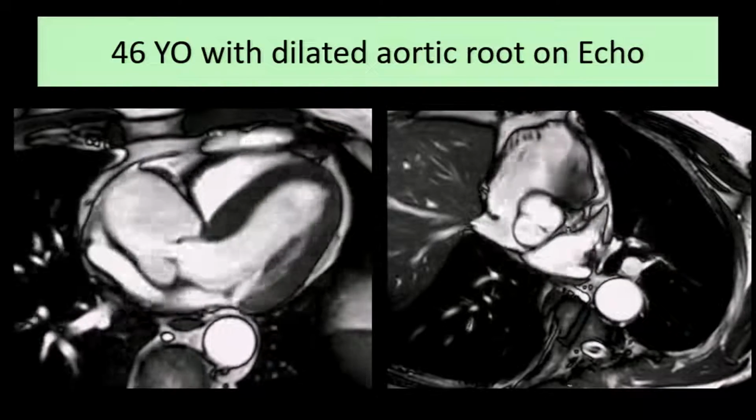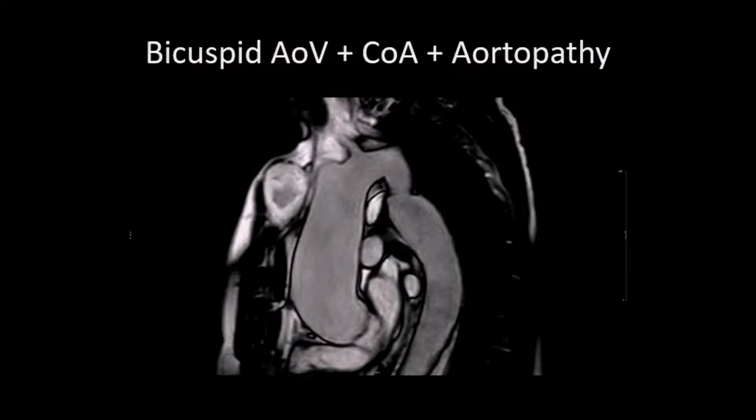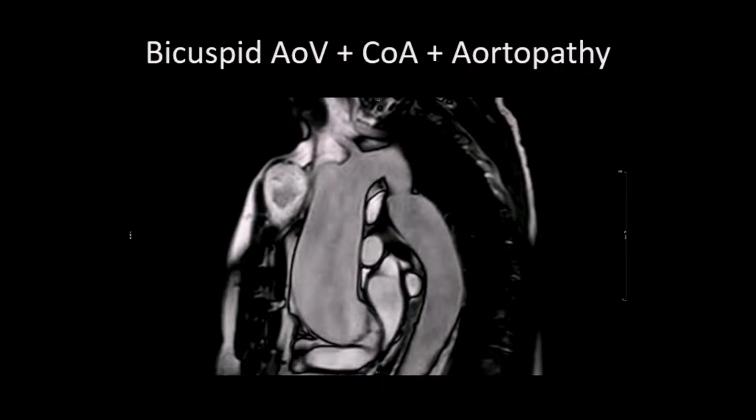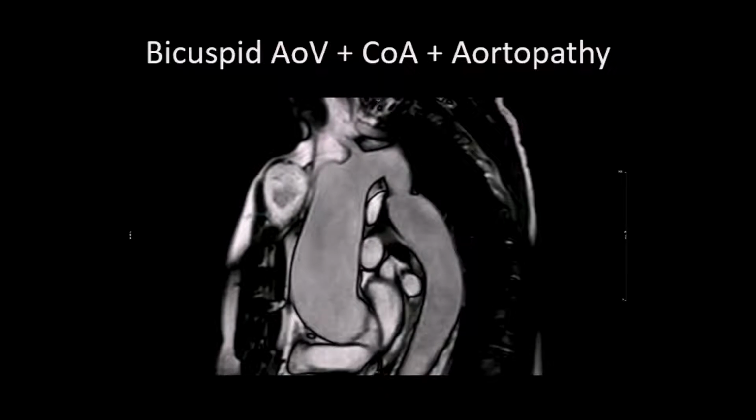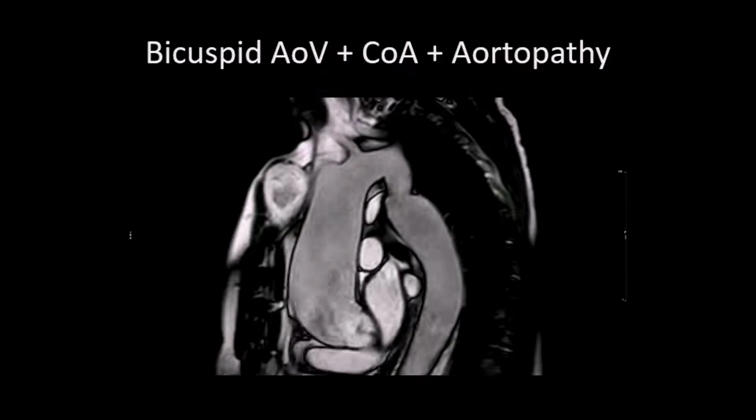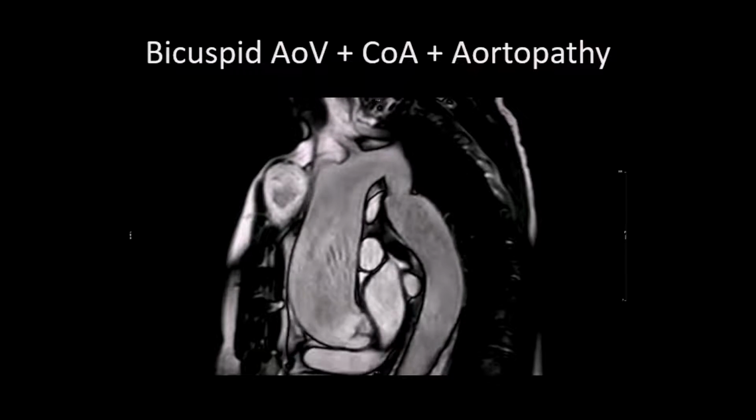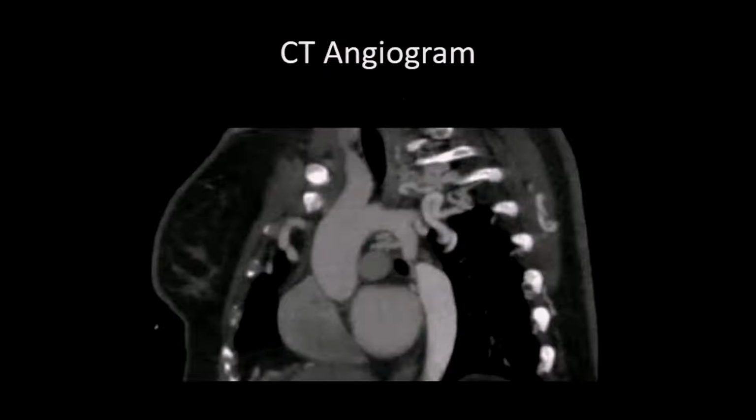Whenever you see this, you need to make sure that you evaluate at least the entire thoracic aorta. This is like a candy cane view, and you can see this patient has this not infrequent combination of bicuspid aortic valve, aortopathy, and also coarctation. MRI is great. MRA is great to image coarctation patients. Also CT, it's very good to image patients with coarctation, aortopathies.